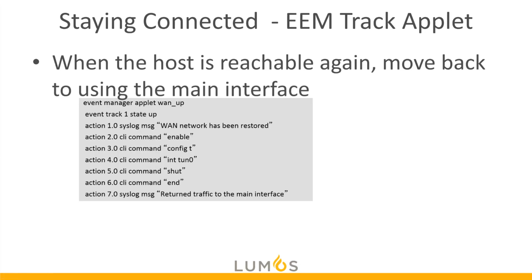And then, for instance, when the WAN comes back up, have another EEM applet that, again, tracks that state. So this is essentially always running, and it's watching that track, and when the state changes to up, the WAN network has been restored. We write the syslog message, we go into privilege mode, go into config t, go into the interface tunnel, and shut it down, and then write another syslog message saying that we returned the traffic to the main interface.